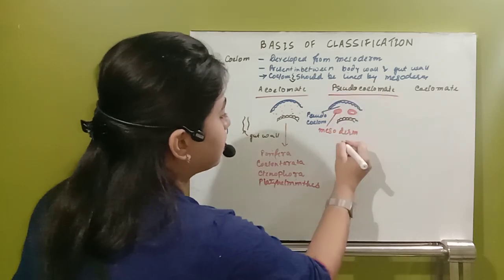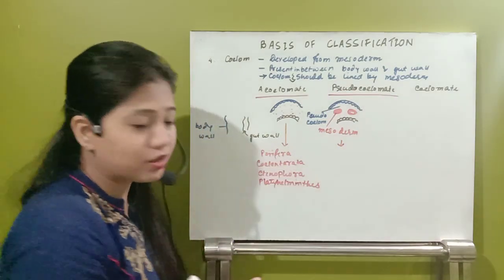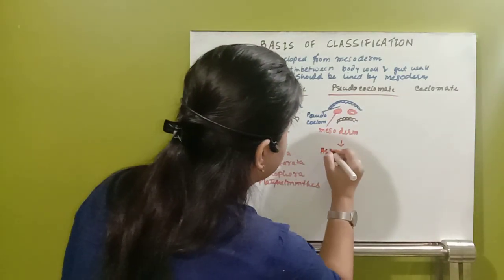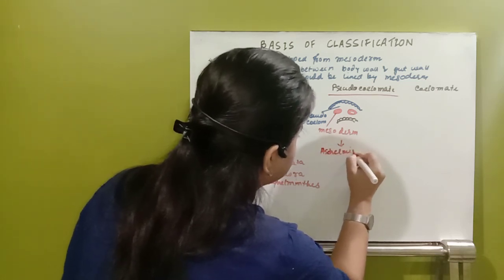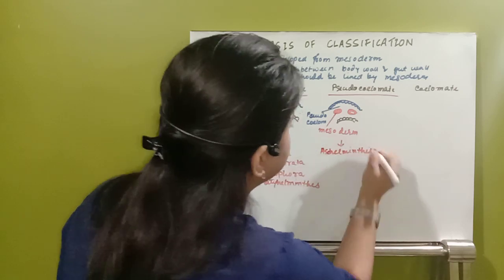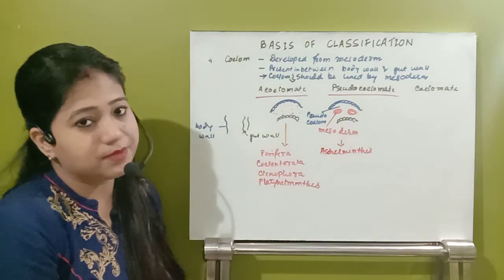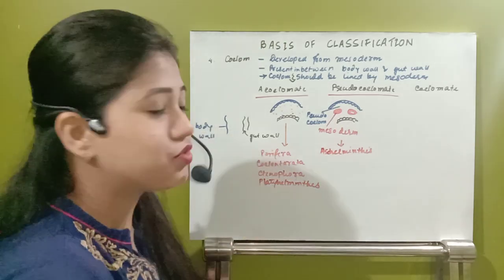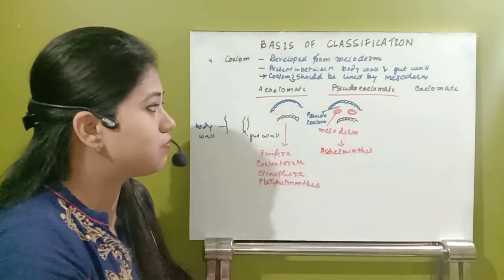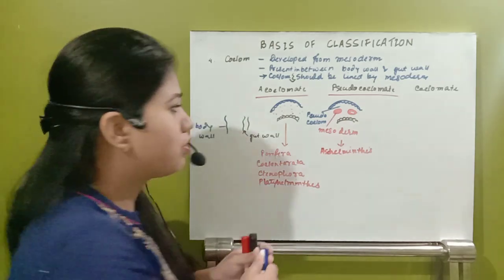So how many types of animals are pseudocoelomate? Only one phylum. Remember, these are the Aschelminthes. In the case of Aschelminthes, this type of animal is known as a pseudocoelomate animal. Now the last one, that is the coelomate animal. Just see what a coelomate animal is.